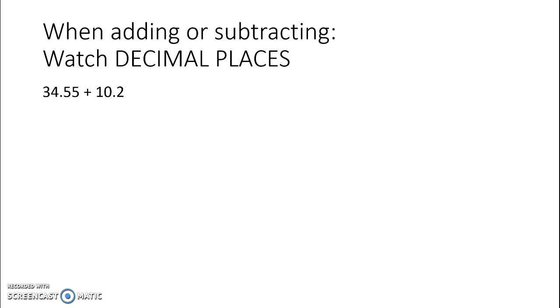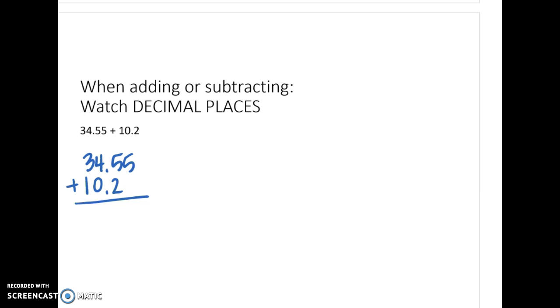You have to be careful because when you're adding or subtracting, you're going to be watching decimal places. So what you want to do is line up these numbers. When you line them up, you want to line up the decimal points. This is kind of like when you were in elementary school first learning how to add these together. But here's how this works. You're going to add them together like normal, and you would get this answer.